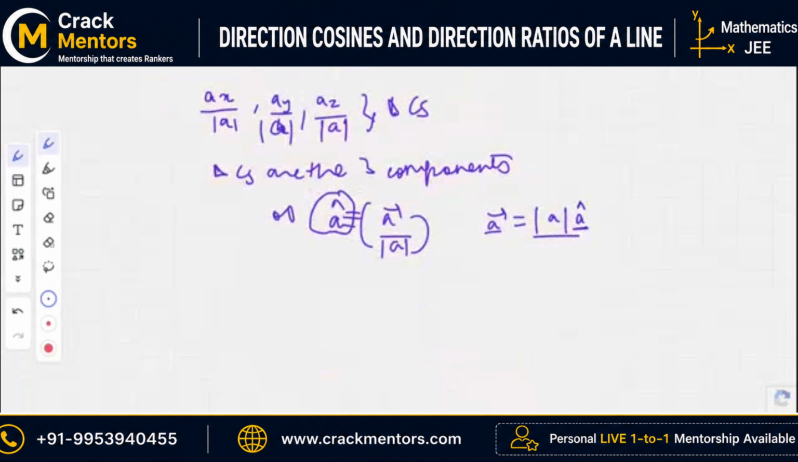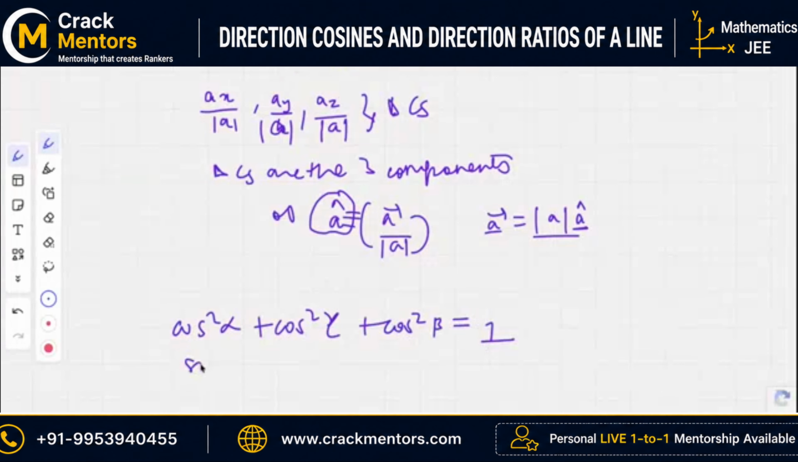So the result that we have is that cos square alpha plus cos square gamma plus cos square beta is how much? Can you recall? Is it 1 or 2? 1. Okay. If you write this in terms of sine using the identity 1 minus cos square is sin square, you will have it as 2.